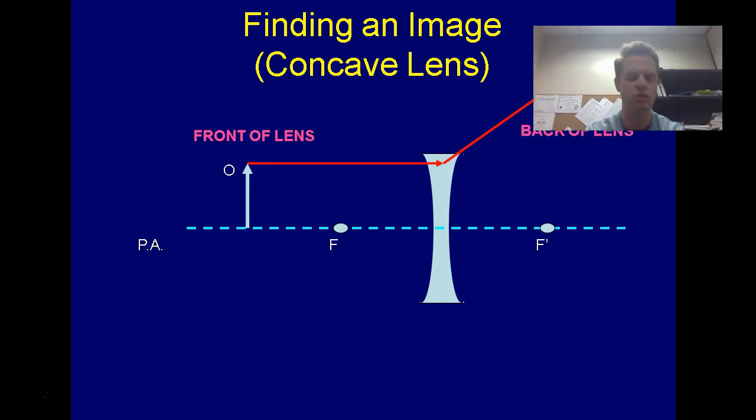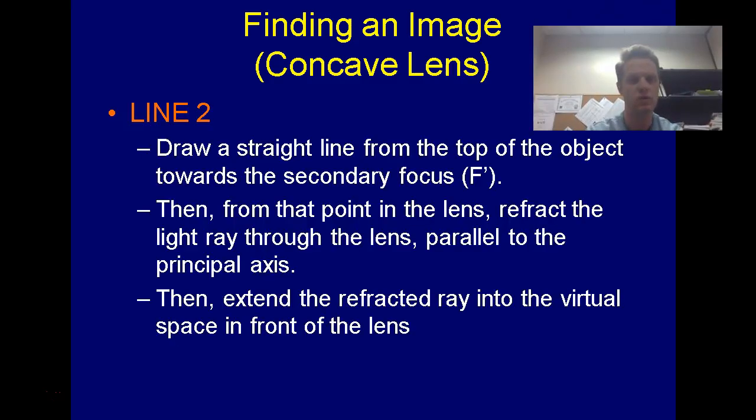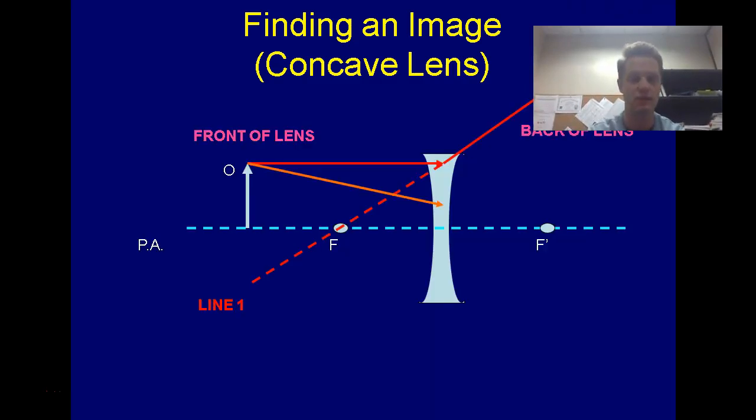Now, you might say that wasn't lined up with any focus, but if we draw a line back, we can see that it goes through that focus, which is in the front. Now, we can draw a straight line from the top of the object towards the secondary focus, and then from that point it will refract the light ray through the lens parallel to the principal axis. Let me show you what I mean. So we go towards the other focal point, and then it bounces parallel to the principal axis. This one's going to be a little bit tricky to remember, but it's similar to that.